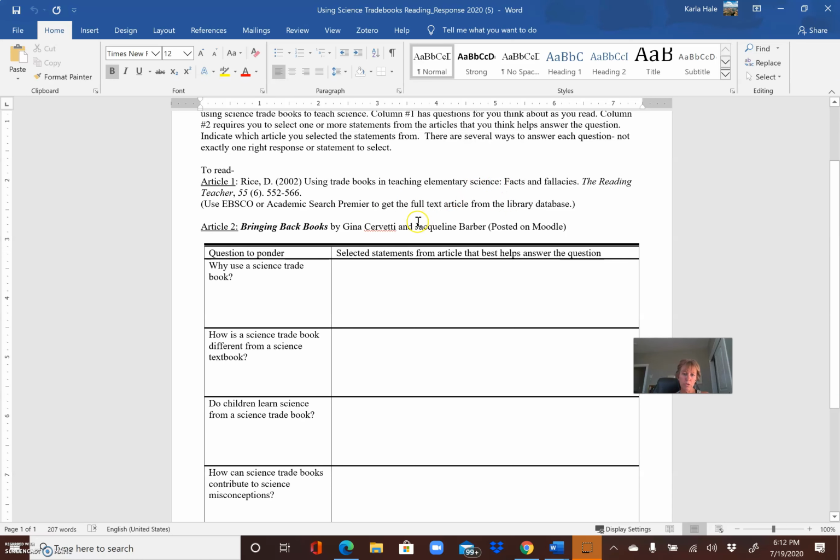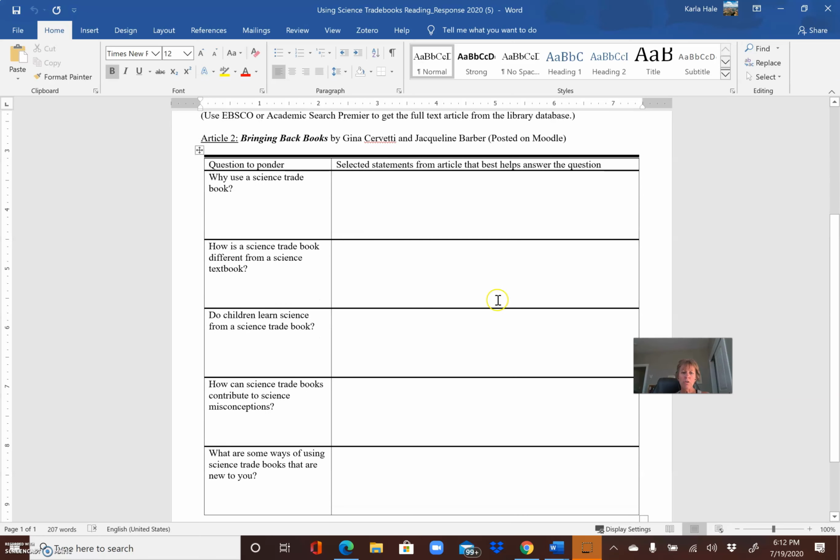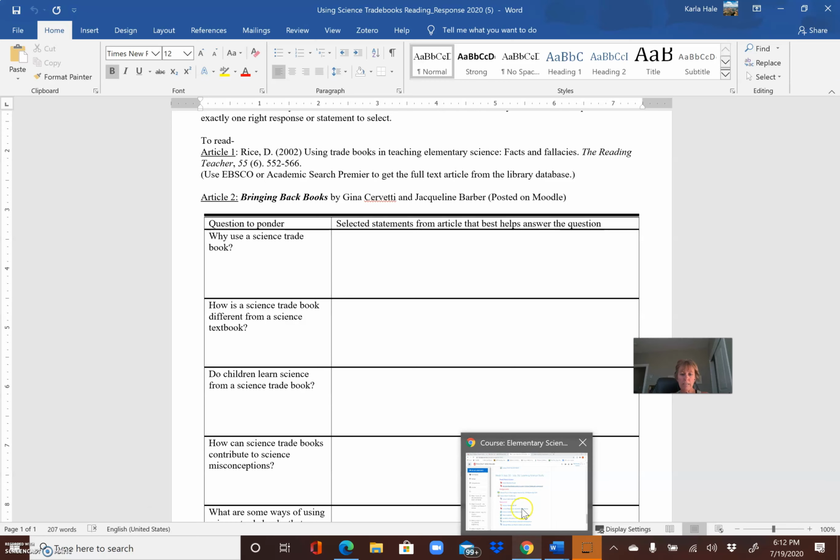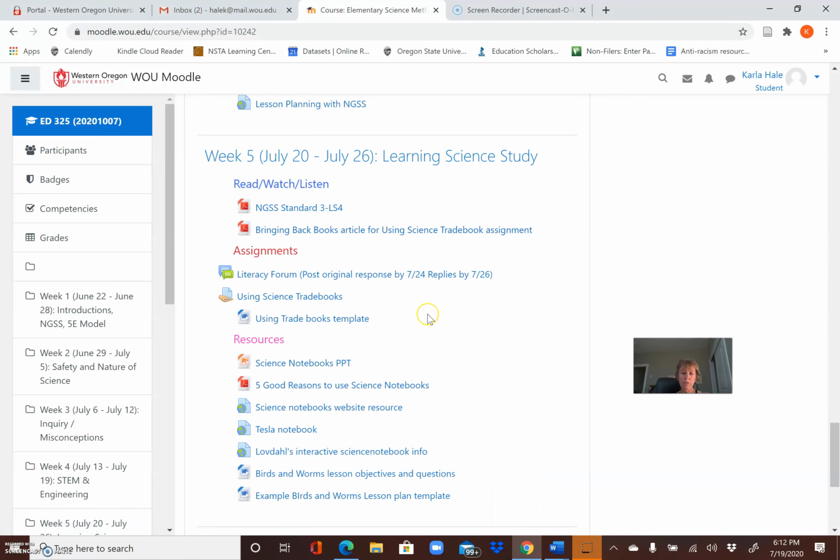So using those 2 articles, you're going to answer these questions, and you're going to copy and paste quotes or statements from the articles to answer the question. So this is why we use children's literature in science education and how that can be used effectively. So you need to do that assignment before you go on to the next one, which is your second assignment.